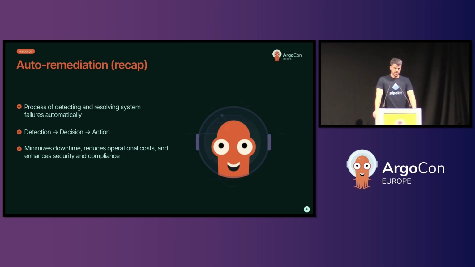A little recap about auto-remediation. Auto-remediation detects and resolves system failures automatically. It reduces downtime by instantly detecting and resolving issues and ensuring business continuity. It boosts operational efficiencies by freeing engineers from repetitive tasks, cutting costs, and reducing alert fatigue. Ultimately, it leads to a better customer experience by ensuring high availability and rapid issue resolution.